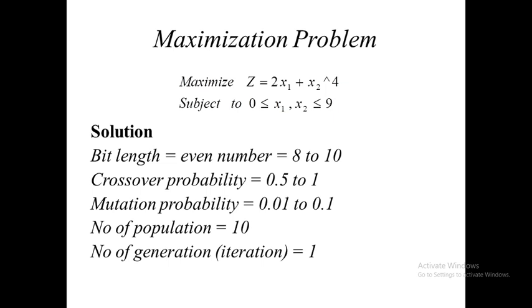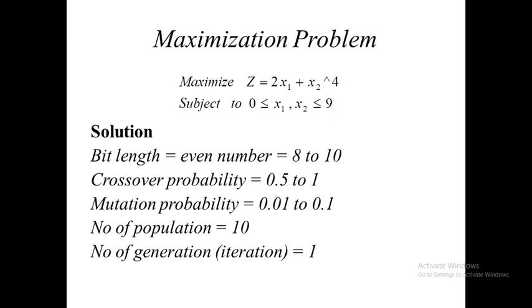Here x1, x2 are the variables. The lower bound value is 0, and the maximum value is 9. In a genetic algorithm, we should make some assumptions before starting the problem. So here, bit length, you should be aware of this. What is bit length? Bit length is generally an even number, equal to 8 to 10.